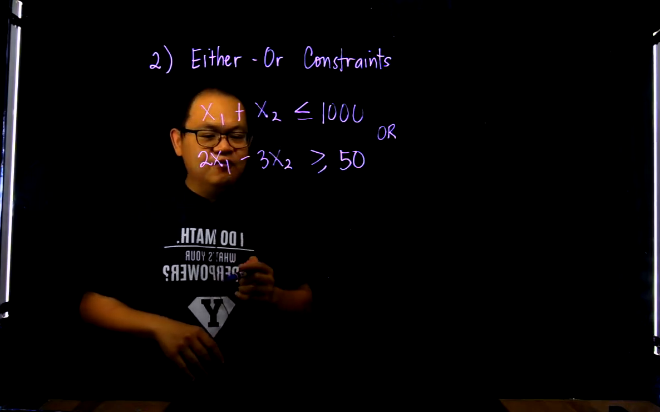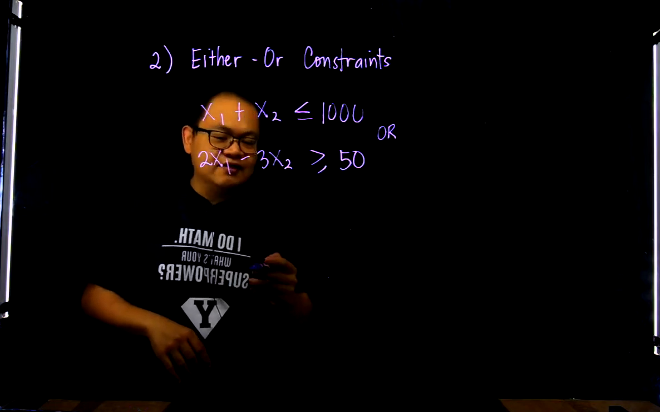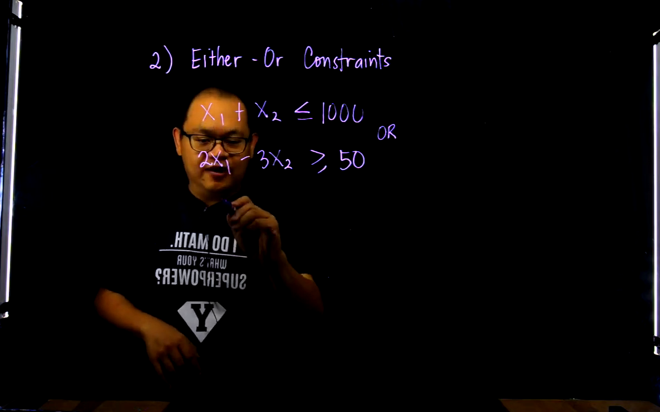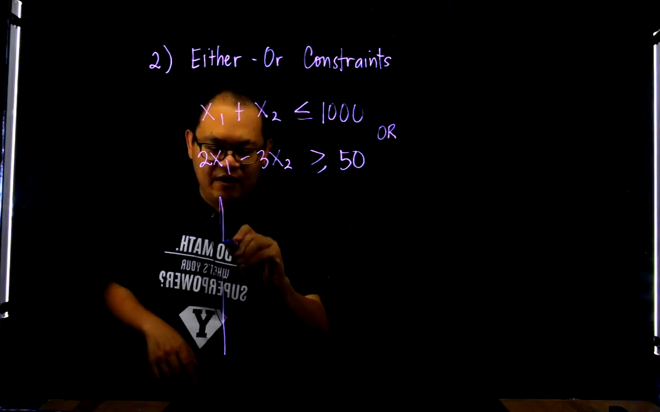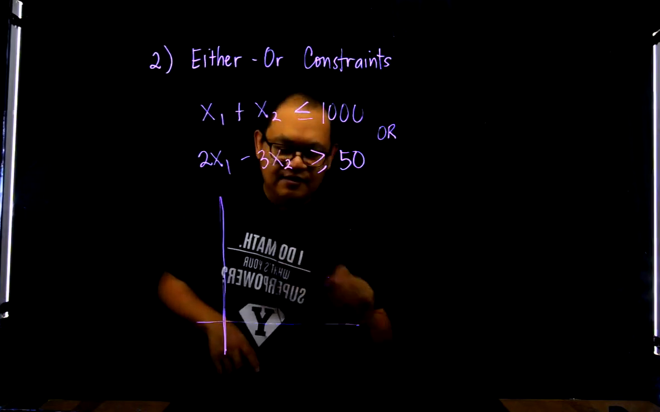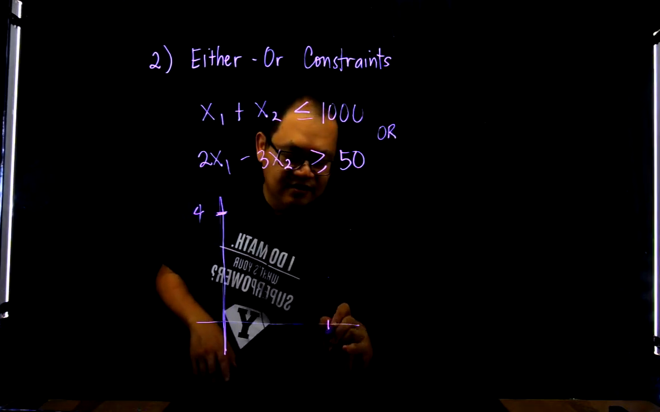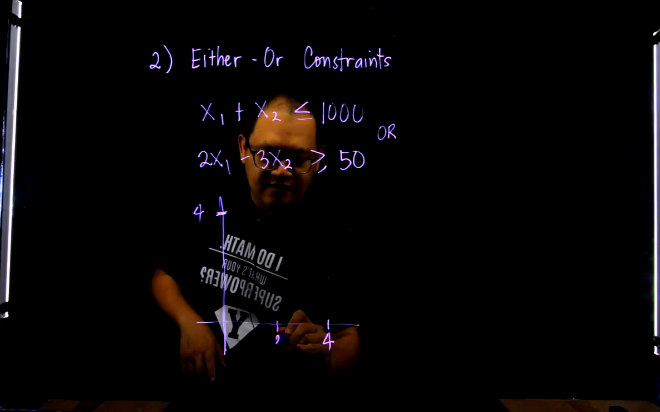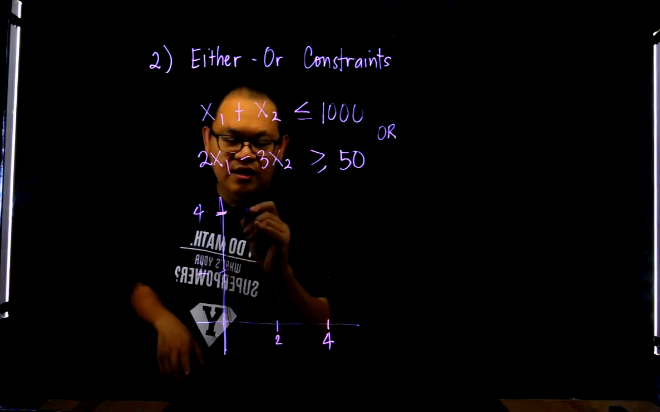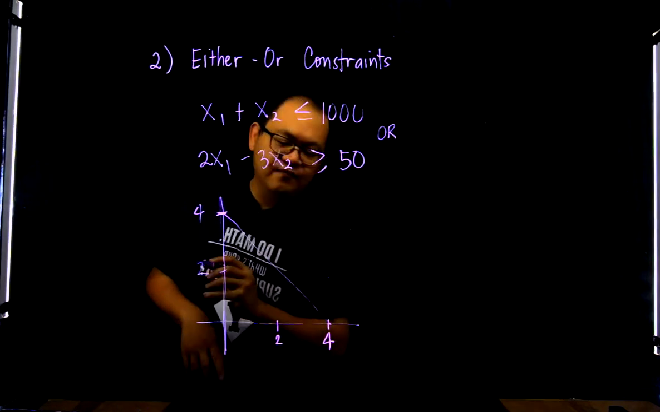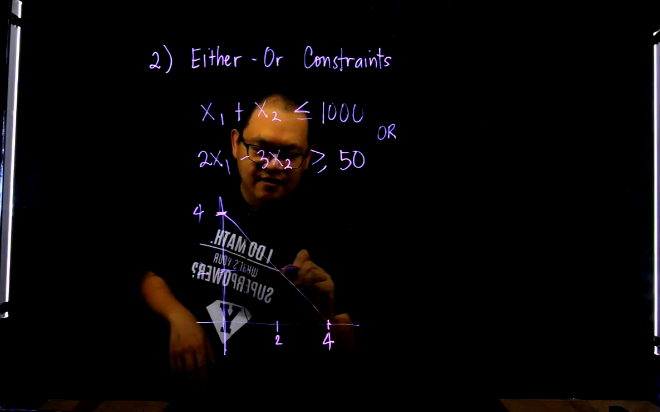Okay, let me give you graphically a different example that will show this either-or constraint. So let's say I have my y-axis, x-axis. Let's say this is 4. Let's say this is 4 again. Let's say this is 2. This is 2. And let's say I have this line.